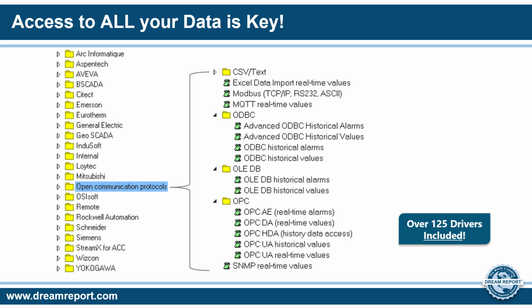So connectivity is where it all starts, and Dream Report is really unrivaled in its connectivity. We have over 125 communication drivers. Most of them are native drivers built specifically for different automation platforms, as well as support for all the different industrial and business protocols. So whether it's OPC directly to a PLC or a Modbus device, or maybe it's to your own database, so you want to go through ODBC or an existing Excel spreadsheet.